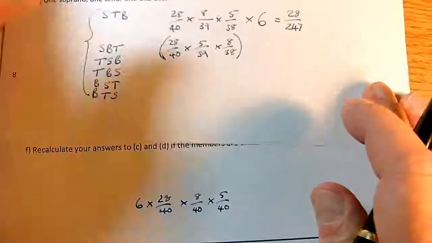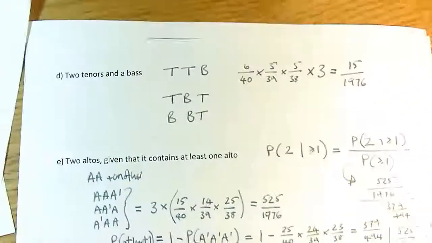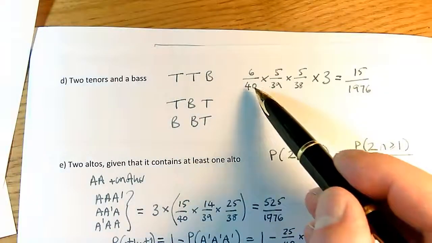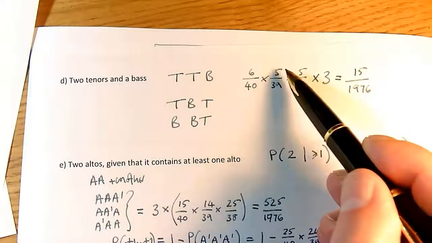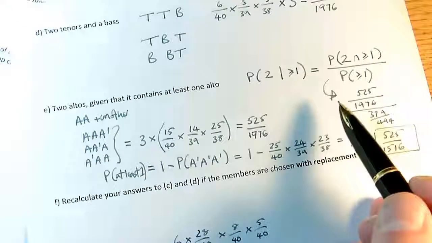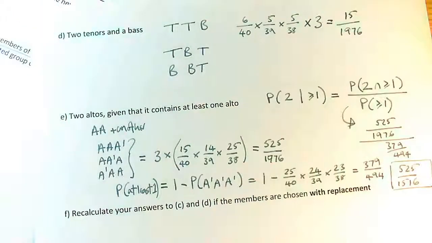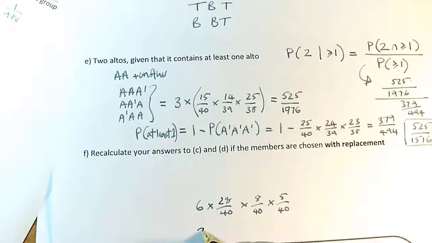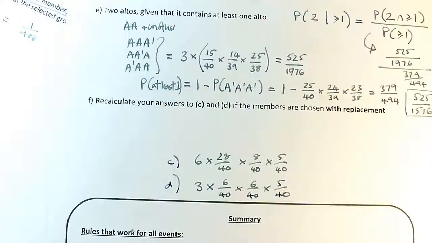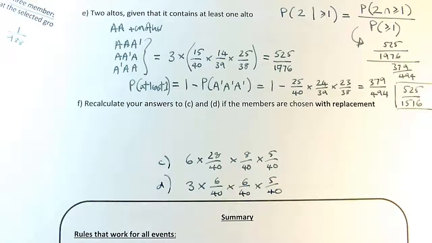And for my answer to D, which was up here, once again, what's going to change is that the probability of a tenor on both occasions is going to be 6 over 40. I don't need to update it to 5 over 39, and the probability of a bass is 5 over 40. For the second one, I've still got the times 3. So for the updated part D, I need 3 times 6 over 40, the second tenor is also 6 over 40, and the bass is 5 over 40. So those are my updated answers to C and D, which I'm going to give my calculator a rest from calculating. This is a calculation that's the important bit.